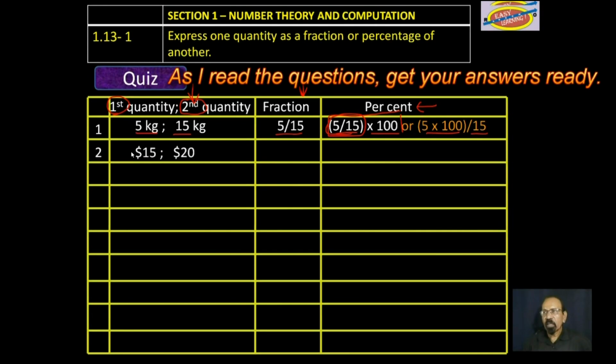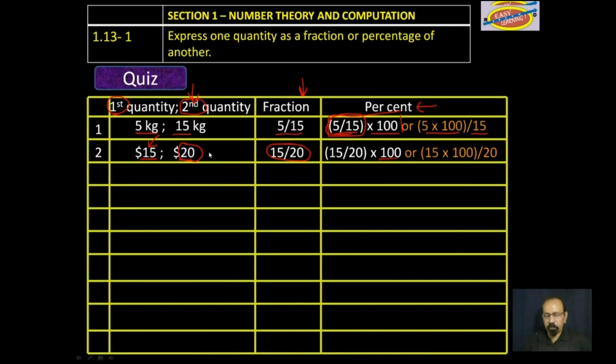Question 2, $15. That's the first quantity. And $20. Express $15 as a fraction of $20. Okay? So it's 15 over 20. As a percentage, you multiply that fraction by 100, or you multiply this first number by 100 and then divide by this total.